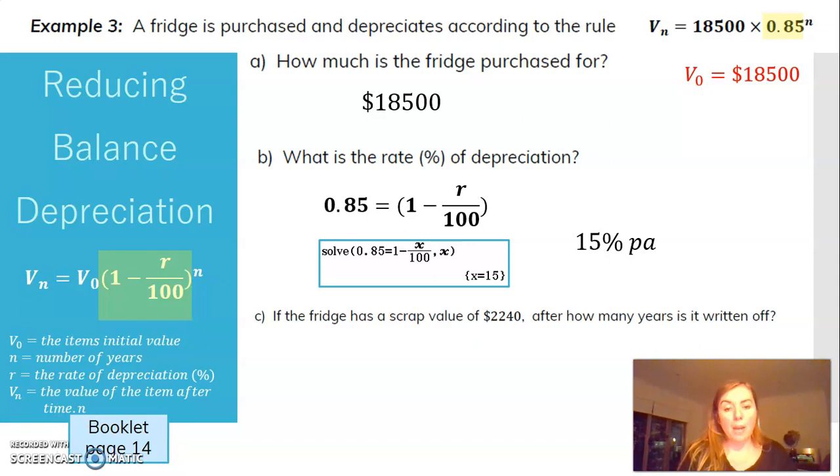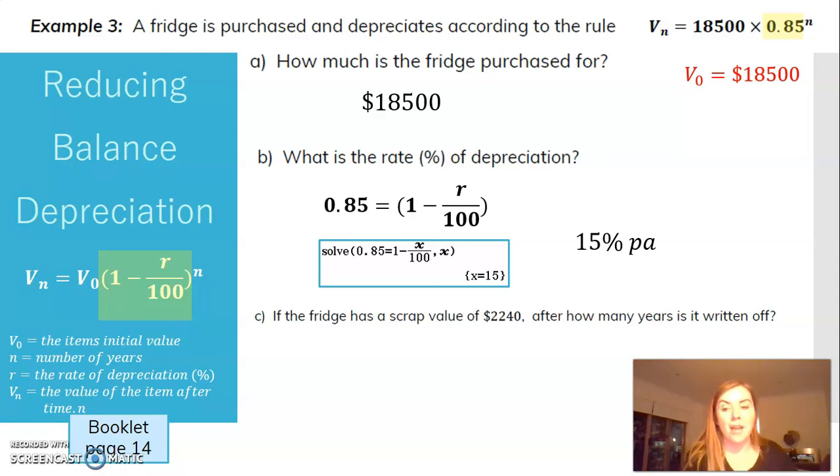If the fridge has a scrap value of $2,240, after how many years is it written off? You should be used to these style of questions by now. We have a rule up here that we can use. Have a look at the rule again. Have a look at the information we've got in part C, and let's see how we can solve this. We're told its value, and we want to know how many years it takes to get to that value. So these are very repetitive.